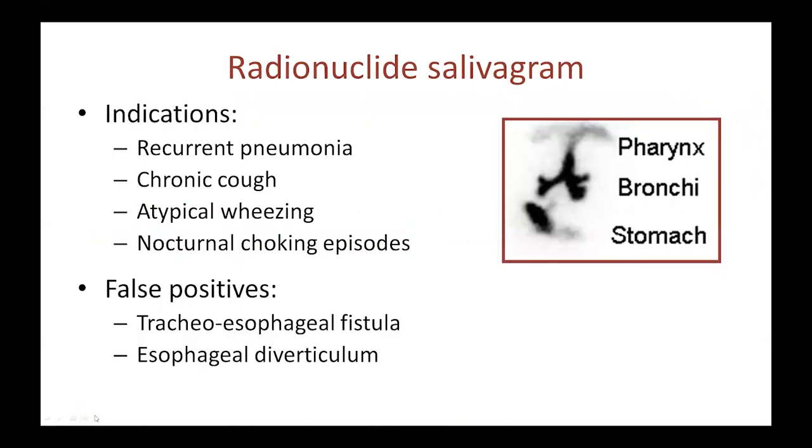Indications for a radionuclide salivagram include recurrent pneumonia, chronic cough, atypical wheezing, where there may be concern for aspiration, and nocturnal choking episodes. Occasionally, we'll see a false positive. These can include tracheoesophageal fistula or an esophageal diverticulum.